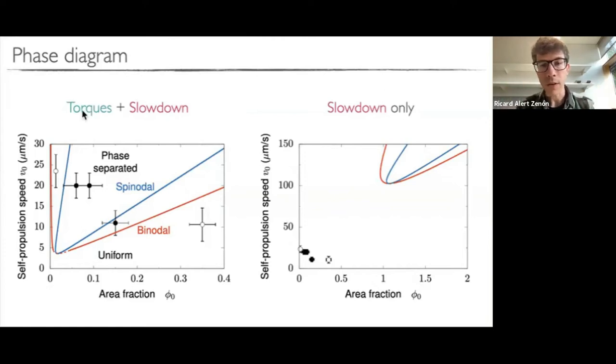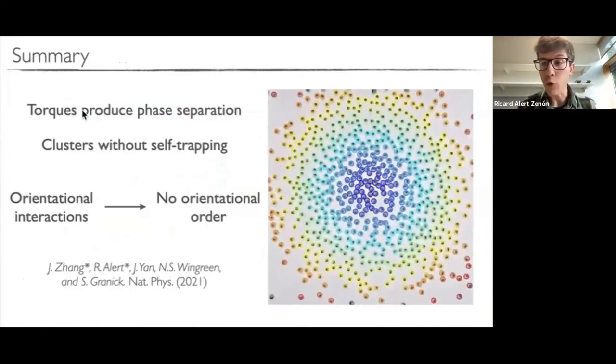And so again, that's all I wanted to say. So let me just summarize by saying that what I've shown you is that torques are able to produce phase separation. So this is a new mechanism of phase separation that is not based on forces, not even attractive or repulsive forces, but torques, okay? And this phase separation based on torques allows for the formation of these clusters that emerge without self-trapping. So this allows the clusters to be fluid at relatively low densities. And you can have a coexistence between a liquid phase and a gas phase with a fast turnover of particles between them.